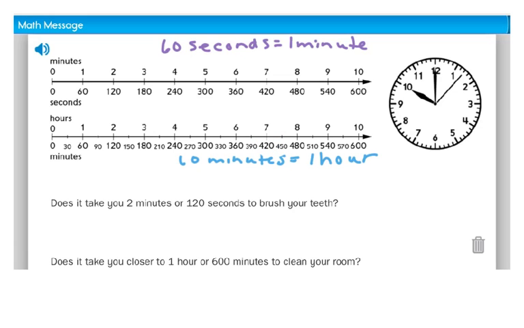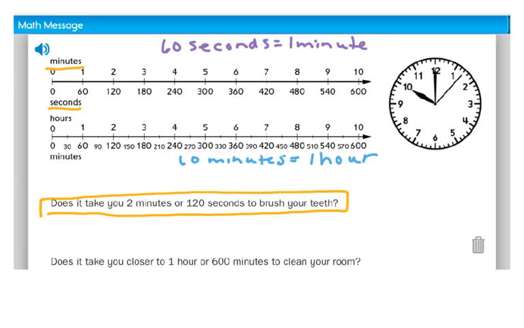But before we begin that, I want you to think about it. Does it take you 2 minutes or 120 seconds to brush your teeth? So let's look up at this one right here. If we look at 2 minutes, it'd be the same thing as 120 seconds. So the question says, does it take you 2 minutes or 120 seconds to brush your teeth? It's actually the same amount of time. It's just a different way to say it.